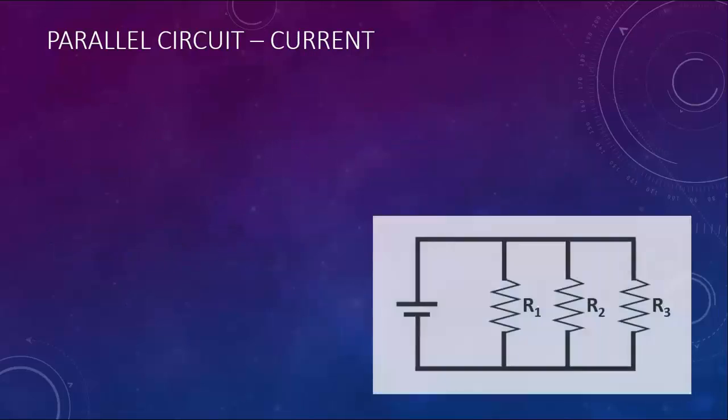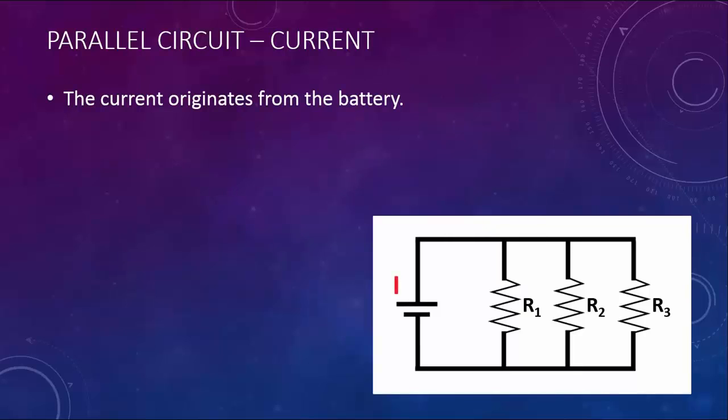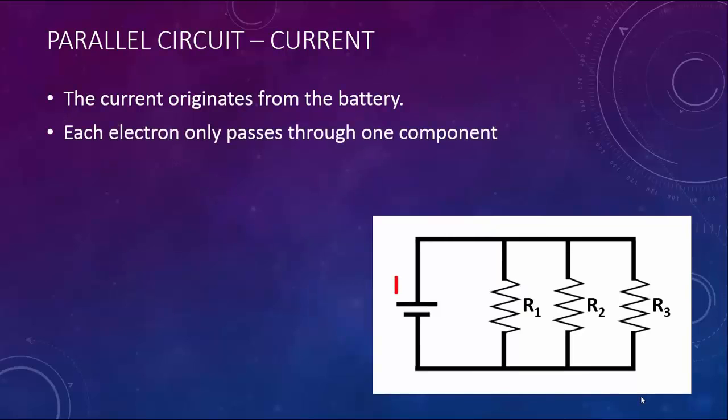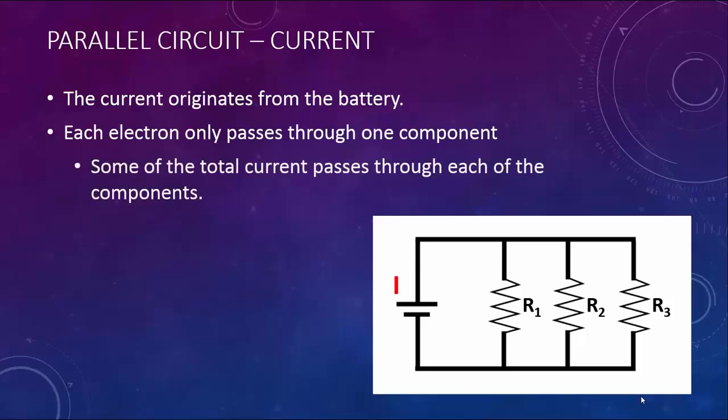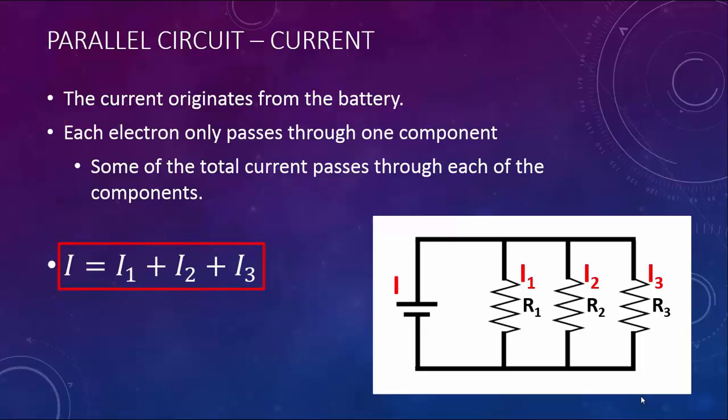Now let's take a look at current. Once again, the current originates from the battery. Each electron is only going to pass through one component or another, so some of the total current passes through each of the components. This means that the current originating from the battery is equal to the sum of the individual currents.